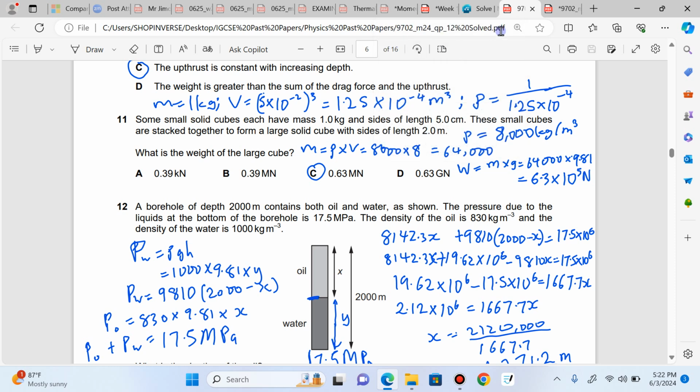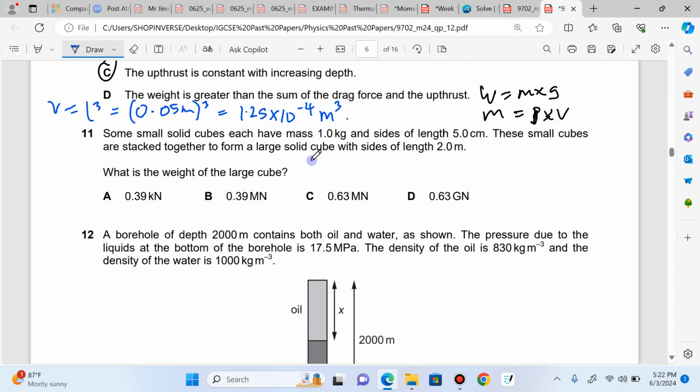Okay, so I've solved the question here, but let me come back and put it here. Density is mass per unit volume. Since every 1 kilogram mass has a volume of 1.25 times 10 to the power minus 4, I can get the density as 8,000 kilogram per meter cubed. Now, if this is the density, how do I get the mass? Mass equals density times volume.